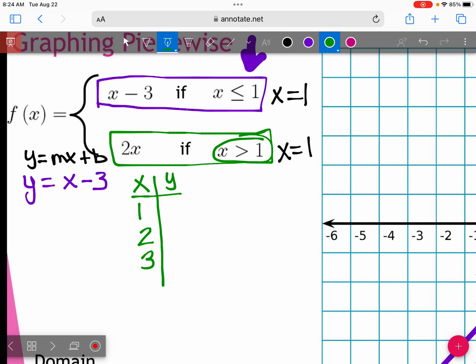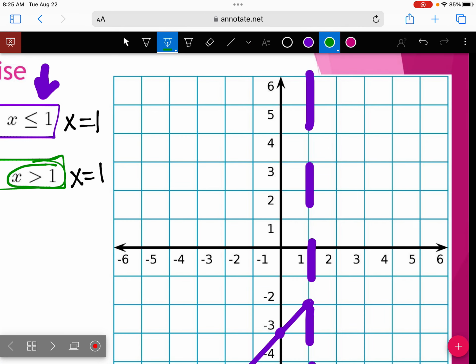So if my x is 1, what's my y value? 2. 2 times 1 is 2. If my x is 2, what's my y value? 4. There we go. X is 3. What's my y value? 6. Plot those points. So my 2, 4, I'm going to put here. My 3, 6 goes up here.